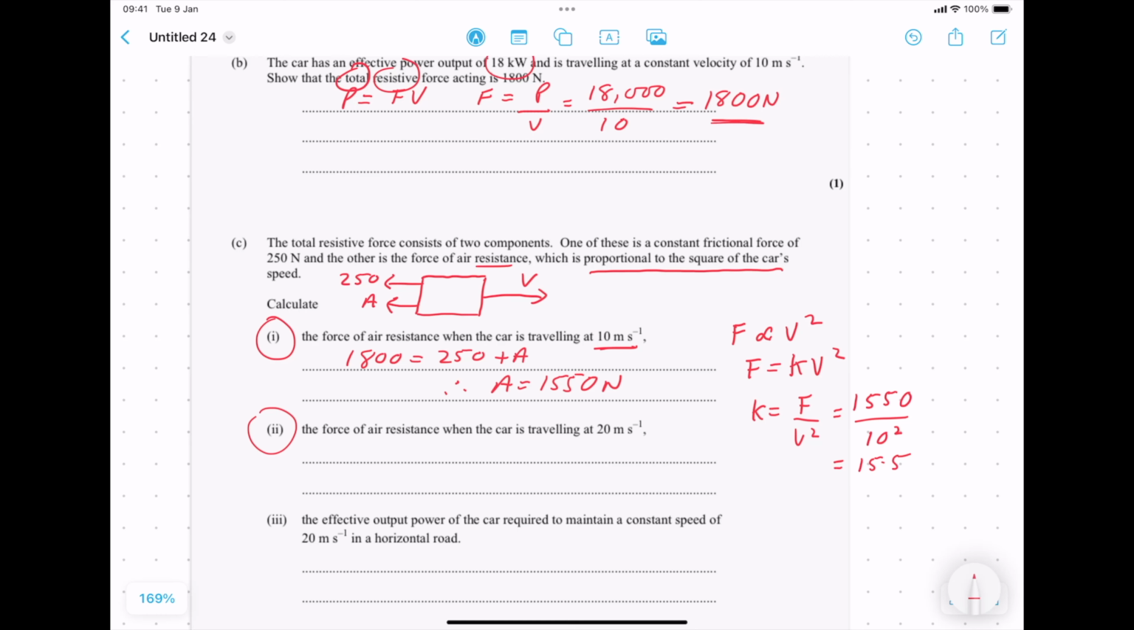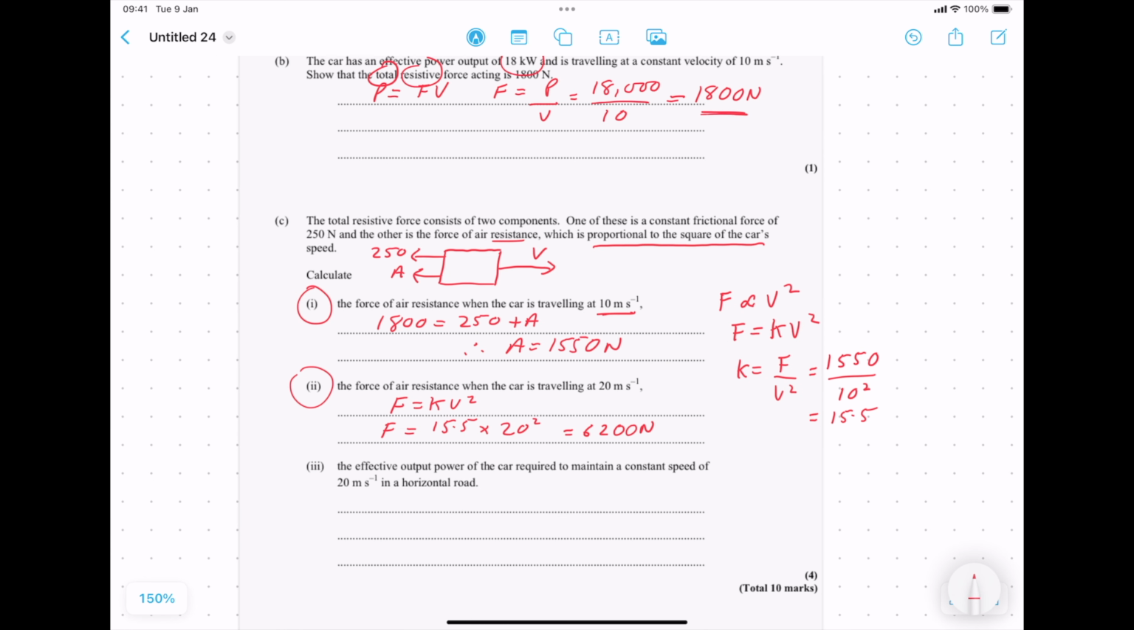So now I can work out what the air resistance is at 20 meters per second. Using the same equation, F equals K V squared. F equals 15.5 times 20 squared, which is 400, gives us an answer of 6200 newtons for the air resistance. Okay, finally, the effective power output required to maintain a constant speed of 20 meters per second on a horizontal road. Constant speed, driving force must be equal to the total frictional force.